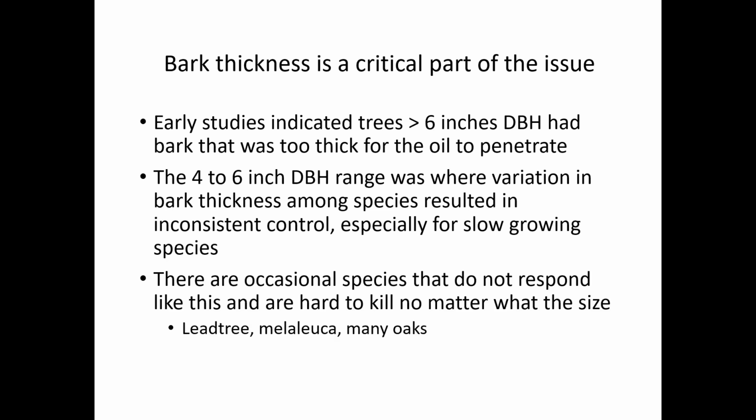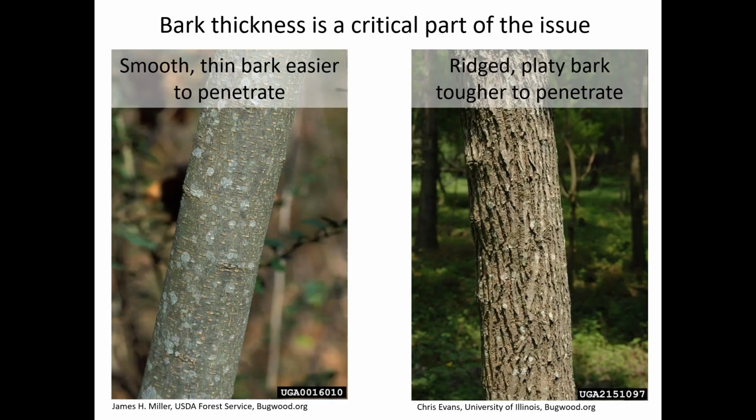Then there are occasional species that don't respond like this at all, and they're hard to kill no matter what their size is. In Florida, things like lead tree, even 2-inch diameter trees can be very difficult. Melaleuca, just about any size, is going to be very difficult with basal bark applications. Many native oak trees, especially, are very long-lived, slow-growing, and put on thick bark. We have found from the silvicultural world that they are hard to control even at 4 inches in diameter, and some down to 2 to 4 inches are difficult. So keep bark thickness in mind here.